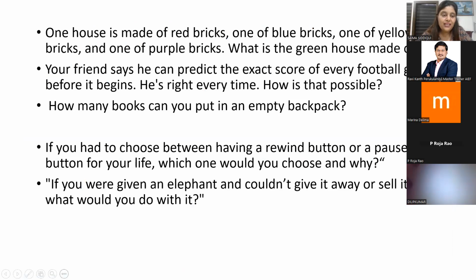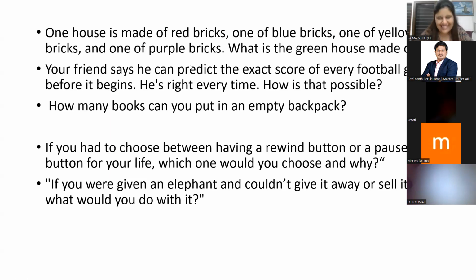Okay, one very interesting question. One house is made up of red bricks, one of blue bricks, one of yellow bricks, and one of purple bricks. What is the green house made up of? Green bricks? The question is, greenhouse is made up of plants, right? Plants.